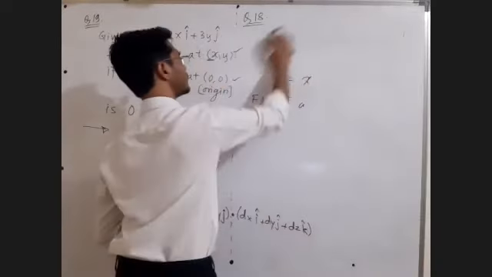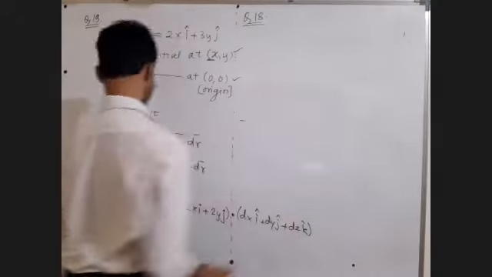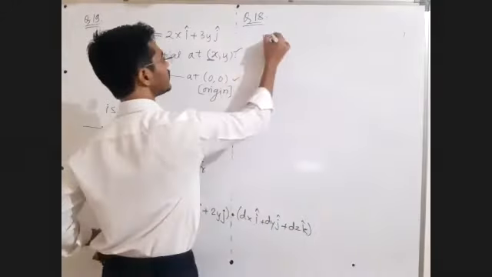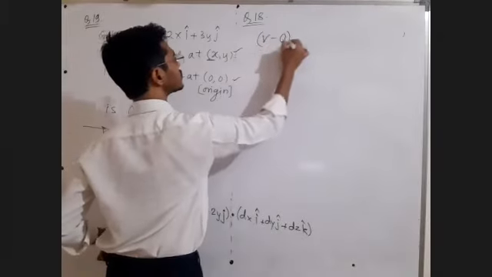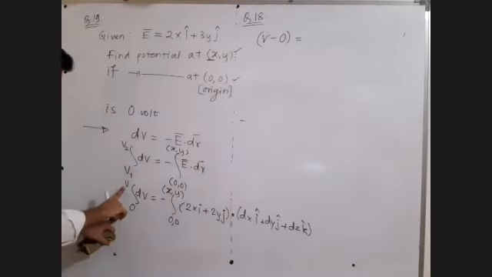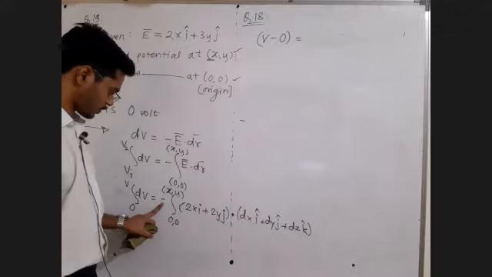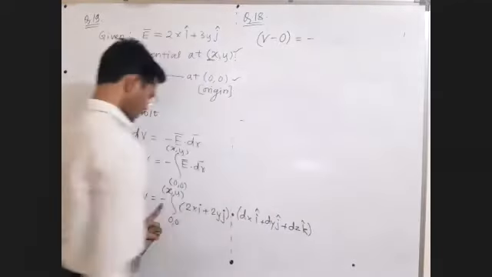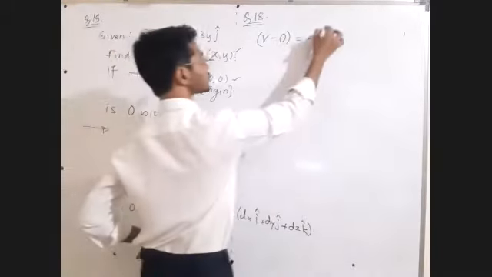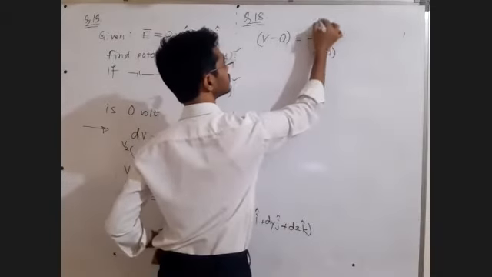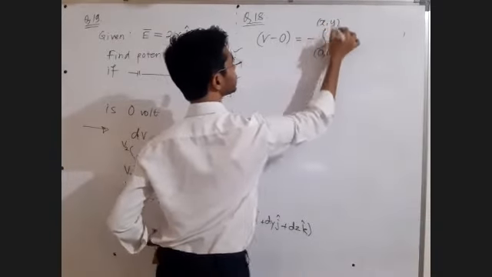Try to understand one example. Other examples will not be a big deal. Integration dv, upper limit V, lower limit 0. So potential at given point, V at point x comma y, is equal to this minus sign as it is. Now inside integration, x value 0, y value 0, x value x, y value y.